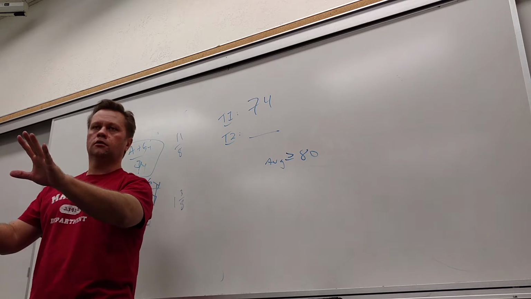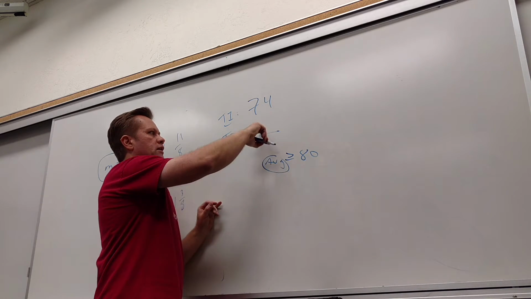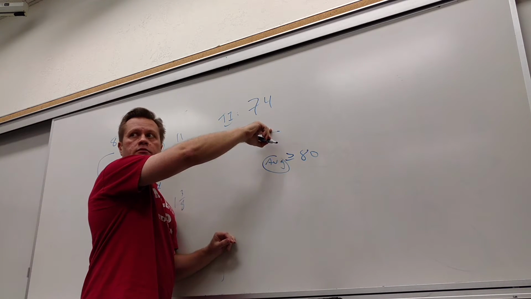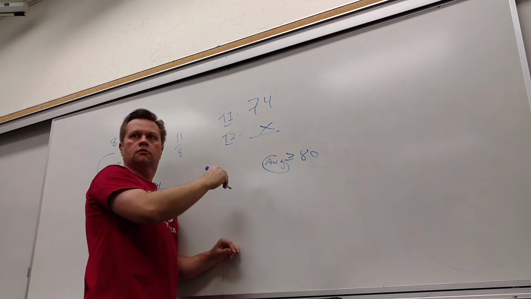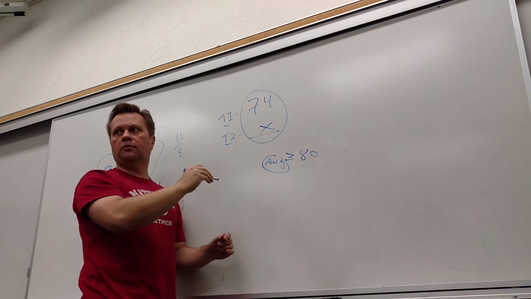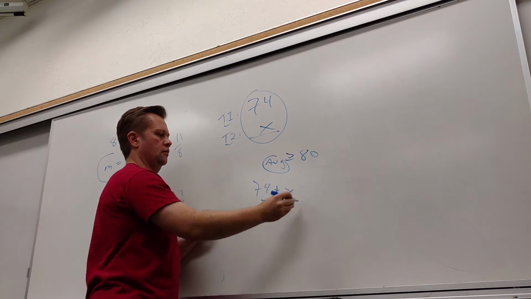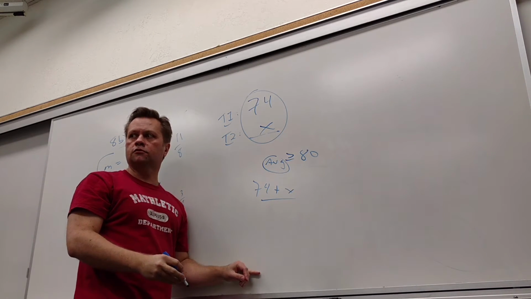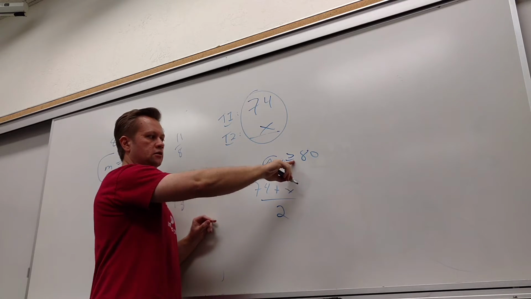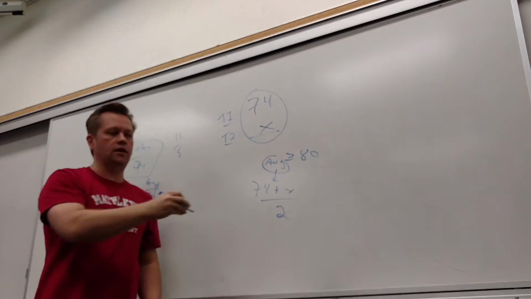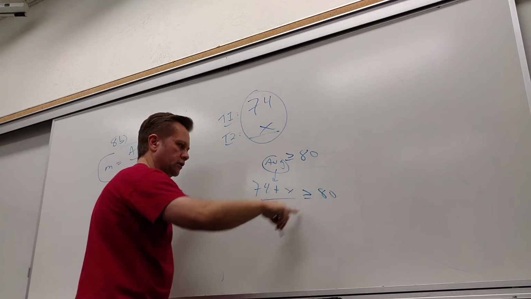Okay. So how do I write the average? What is the grade on test 2? X. Good. So how do I average any two numbers? Add them, 74 plus x, and then divide by 2. So that's the average, right? That's the average, and that's got to be greater than or equal to 80. Now solve for x.